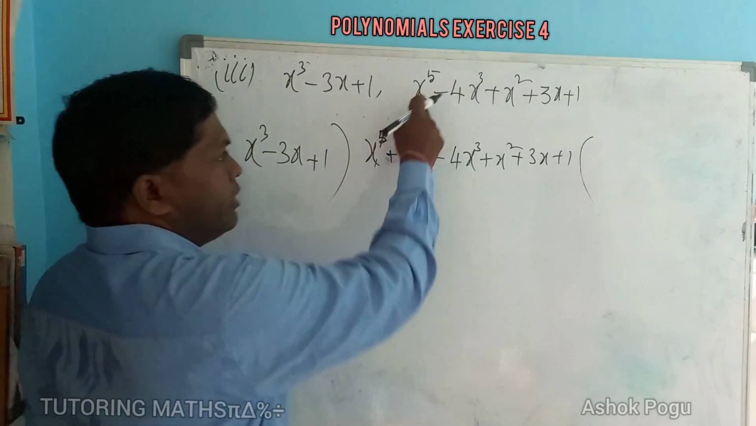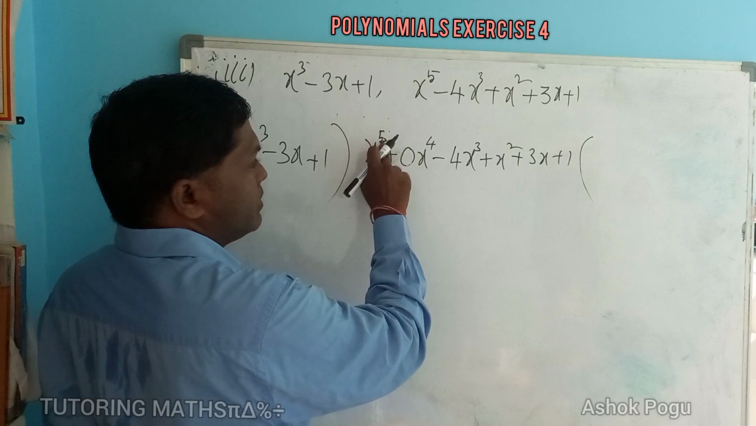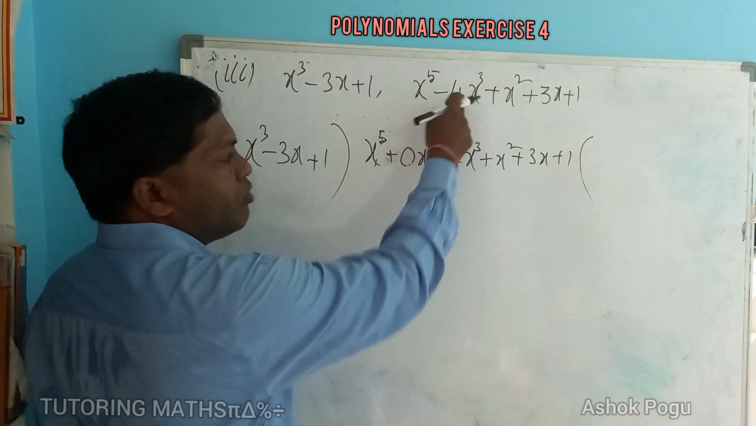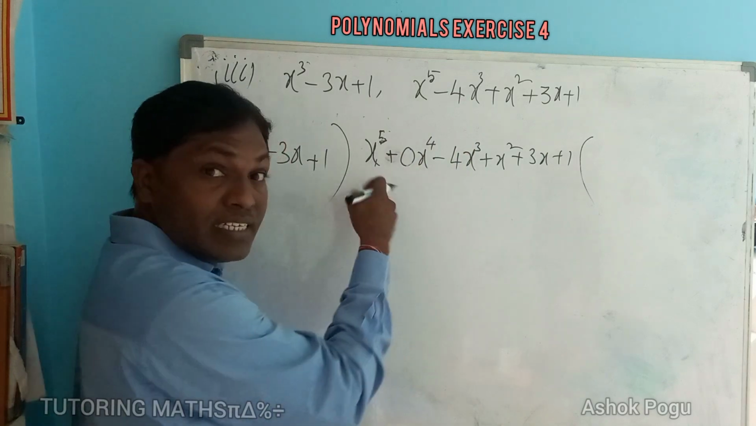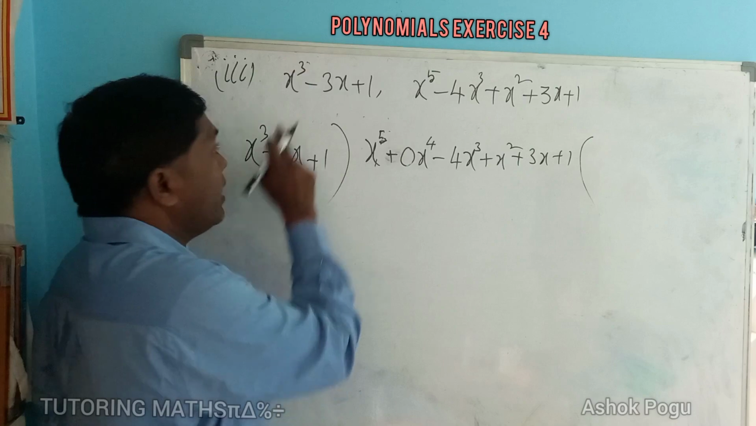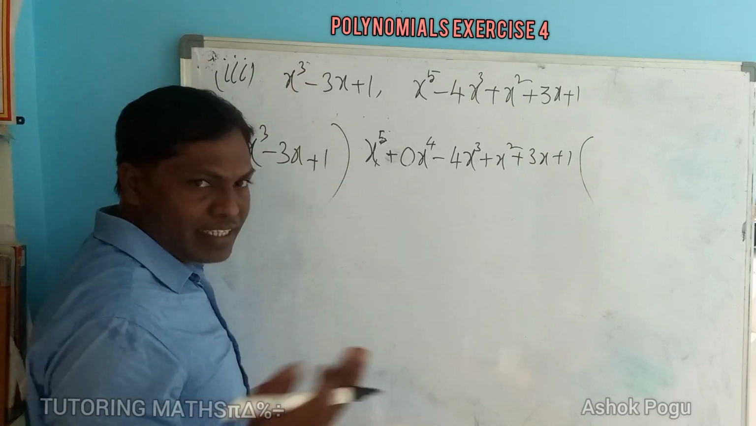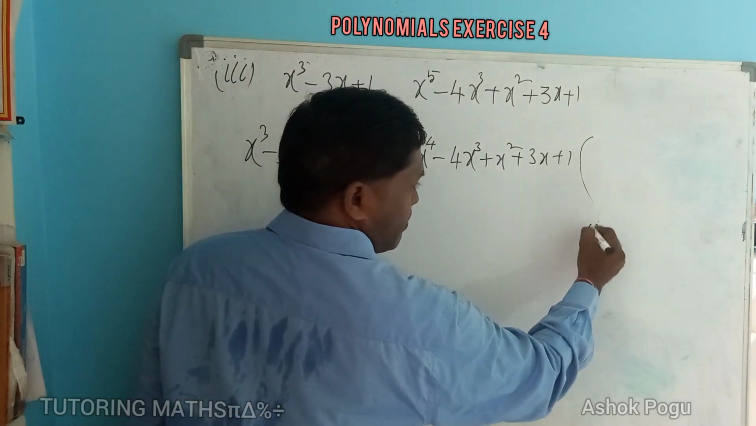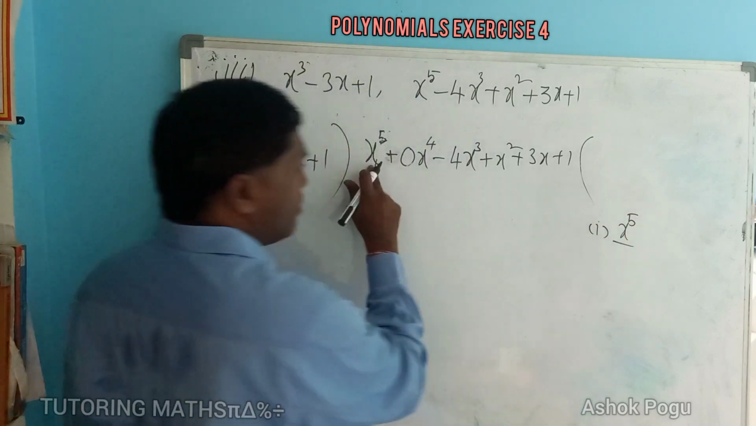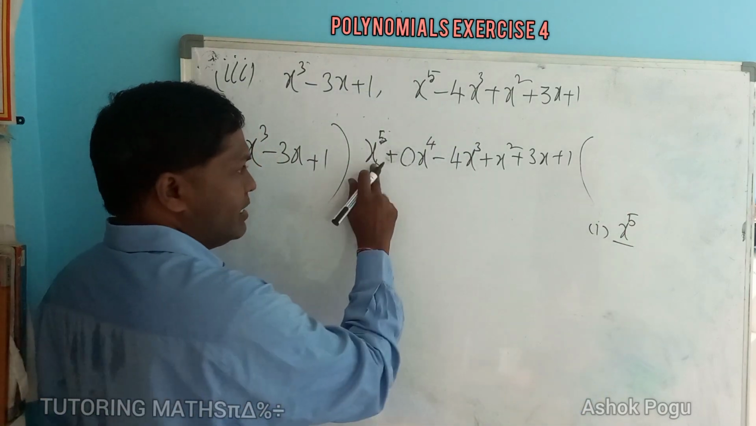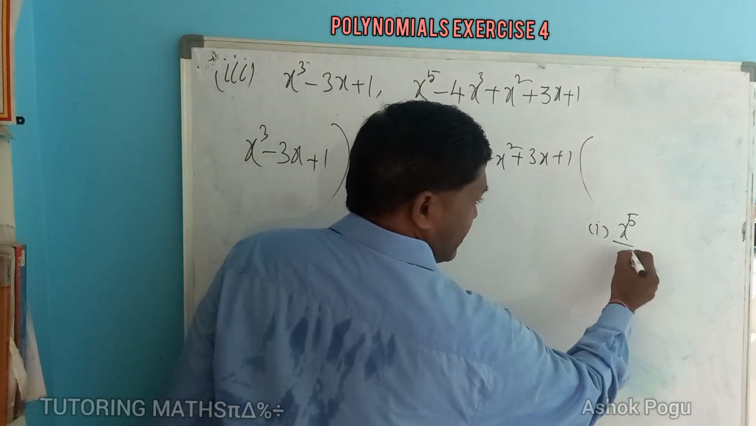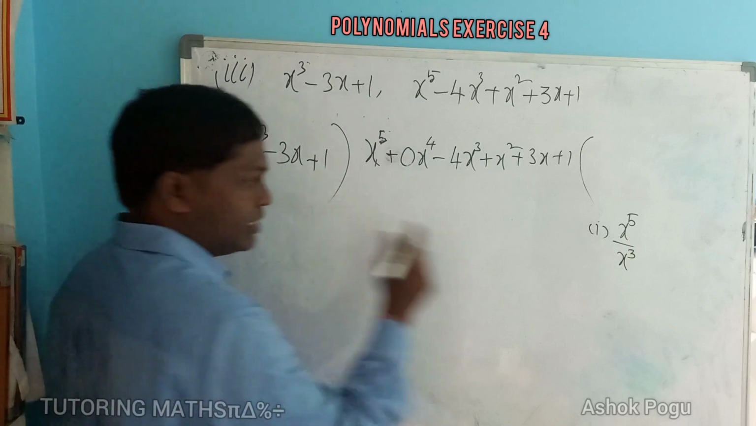So let us see. x to the power of 5, minus 4x cube, but here no x power 4. That's why I have taken 0x power 4 and plus x square plus 3x plus 1. And here this is the first polynomial. As you know, the steps, first step: x to the power of 5, that is the first term of the given dividend. What is the first term? x power 5. It should be divided by the first term of the divisor, x cube.